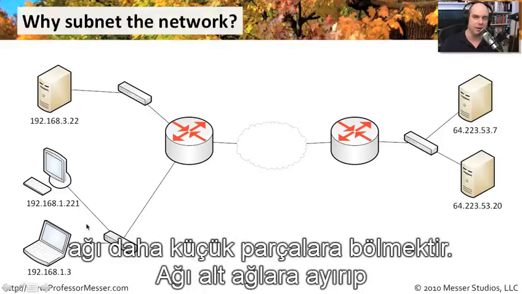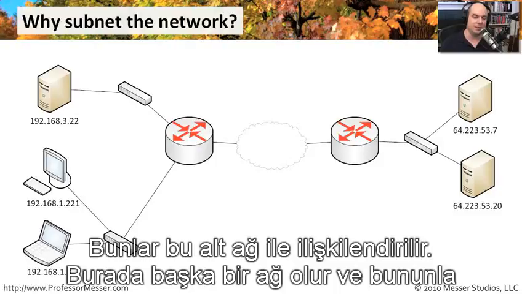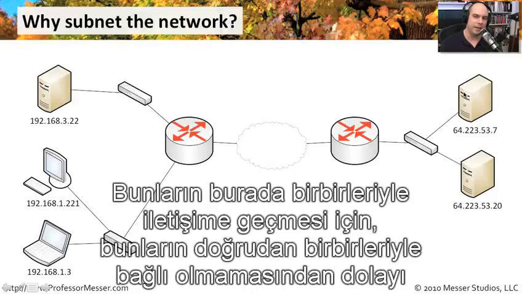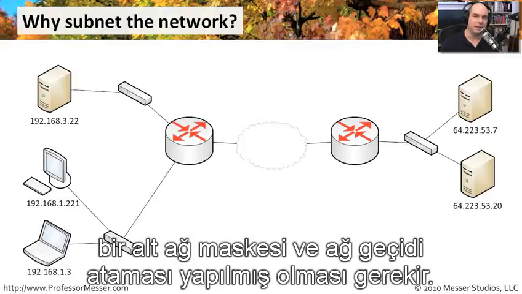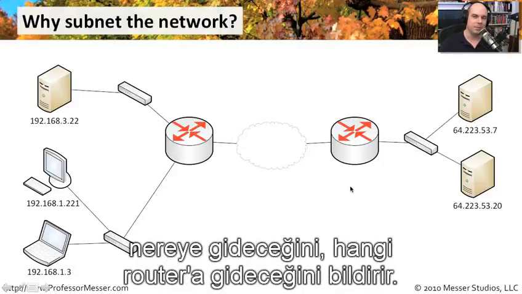We subnet the network. We assign a certain area of the network to have certain IP addresses, and those are the subnets that they may deal with there. And you may have another network over here that has a completely different subnet associated with it. So to be able to talk back and forth, since we're not directly connected, we have to be assigned a subnet mask, and we have to be assigned a gateway that's going to tell our computer where should we go, what router should we go to be able to communicate to other devices over the network.